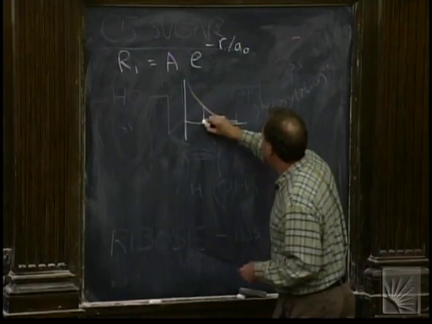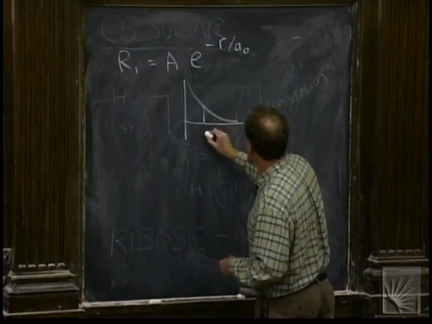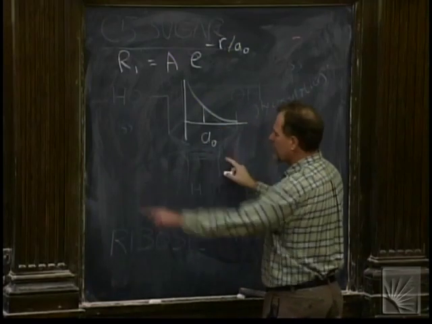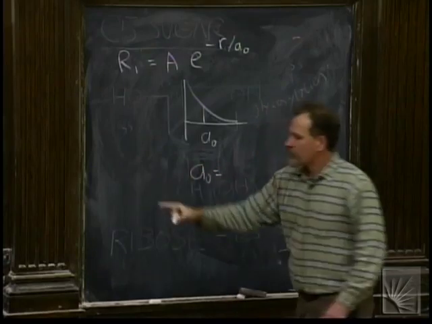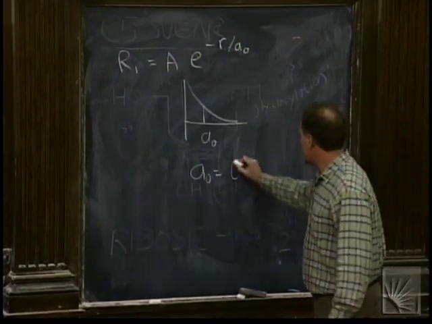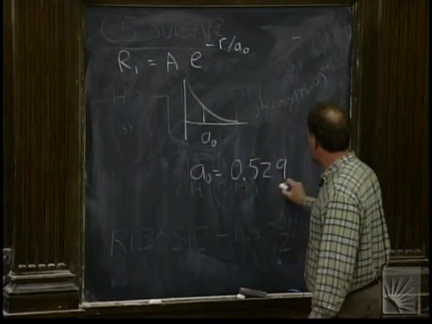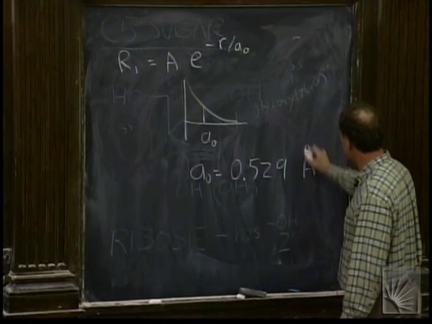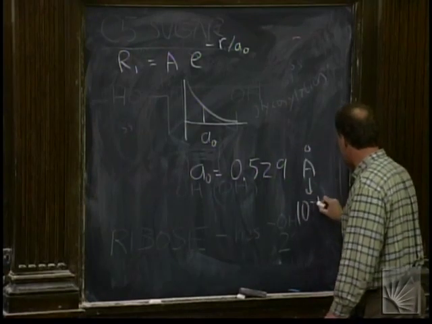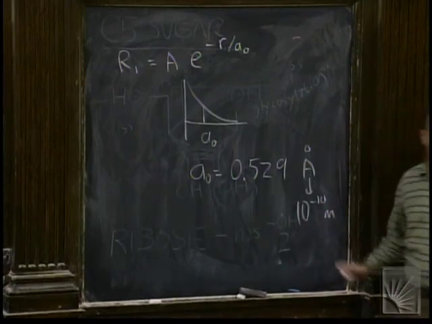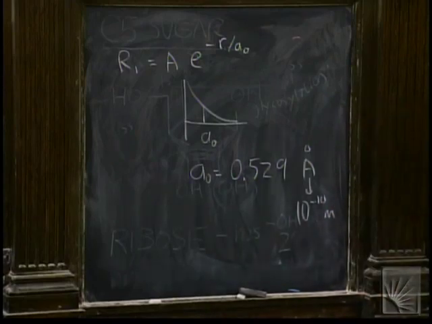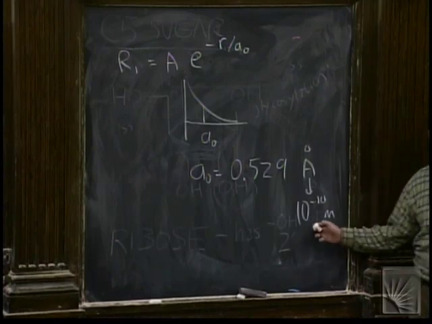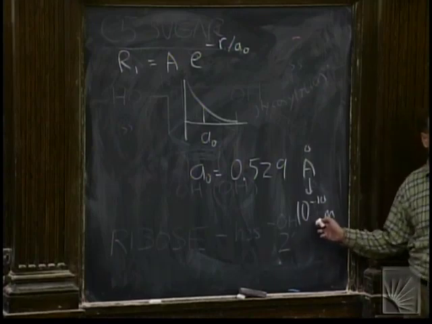It looks like that, and it's got a characteristic length, a0. If you solve for a0 numerically from those constants, this is a very famous result: it's 0.529 angstroms. An angstrom is 10 to the minus 10 meters. Our book is stubbornly MKS and wrote down 5.29 times 10 to the minus 9 meters. Okay, fine. But actually, this is the right way to think about it.